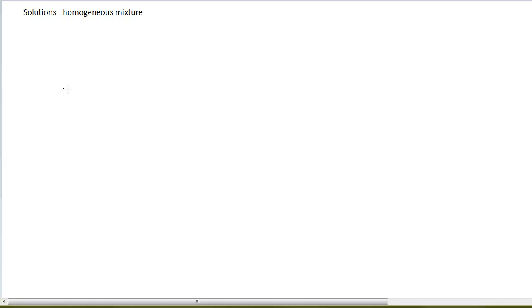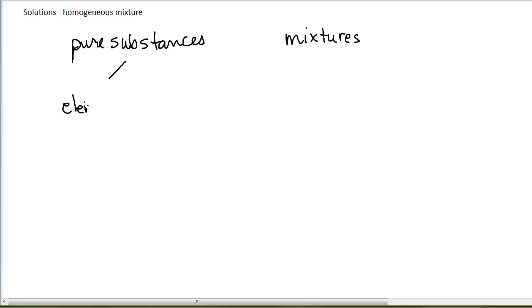You may recall from the first chapter that all of matter can be divided into two categories: pure substances and mixtures. Pure substances can either be elements or compounds. We've spent a fair amount of time this semester with elements and compounds. How to write them, how to write the formulas, how to name them, how to calculate things about them like masses and moles, how to put them in chemical reactions.